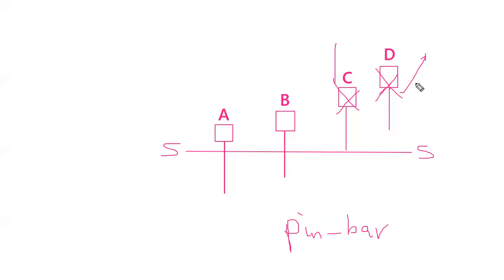And I'm going to give more explanation right here. I would prefer to trade A and B, and the strongest is this one. So why is A the strongest pin bar, and why would I want to neglect C and D?